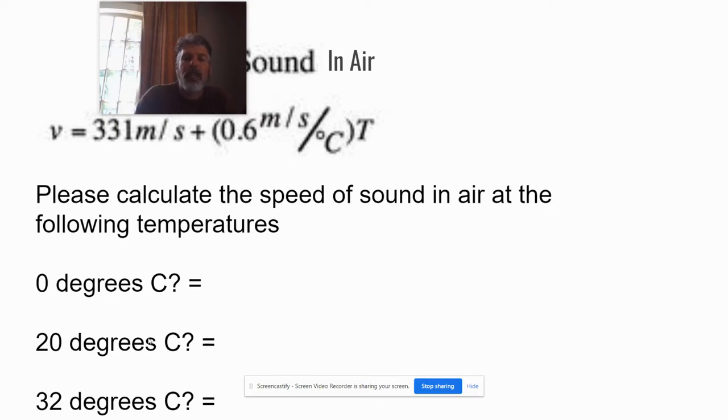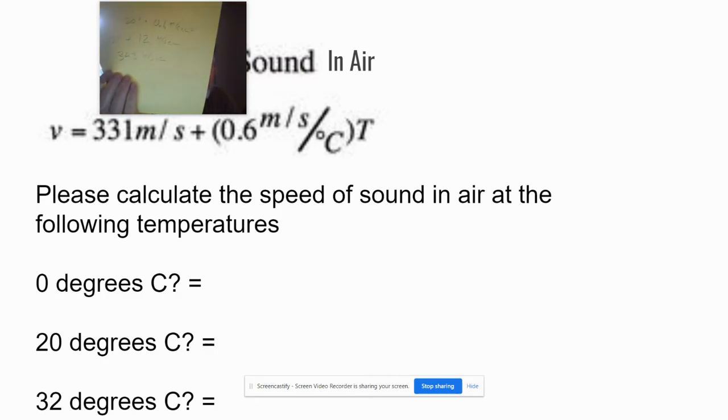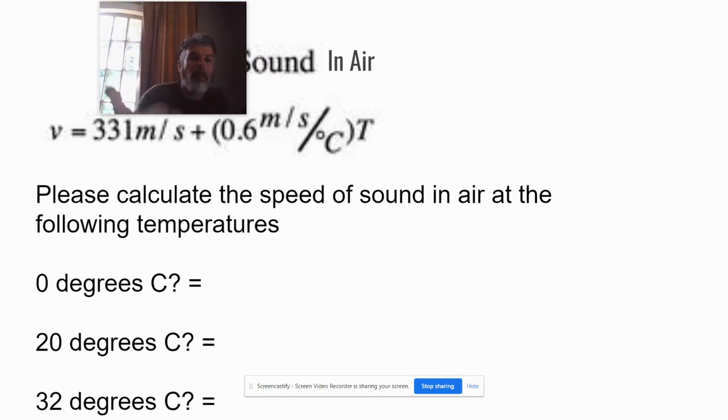So if I wanted to figure out what the speed of sound was at 20 degrees Celsius, I would take T being 20 degrees Celsius and multiply 0.6 meters per second to that. So it'd be 20 degrees times 0.6 meters per second, which is equal to 12 meters per second. So I'm going to add 12 meters per second to the 331 that I started with. I end up with 343 meters per second, which is really good news because it matches up with my prior slide.